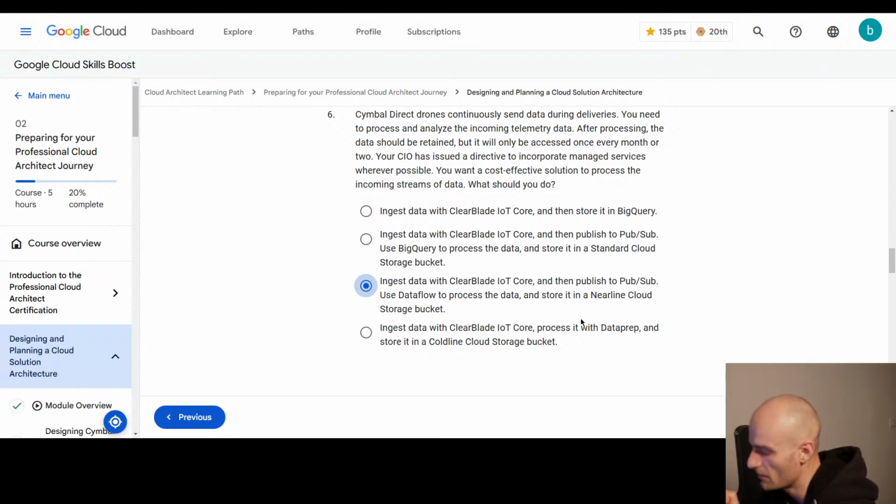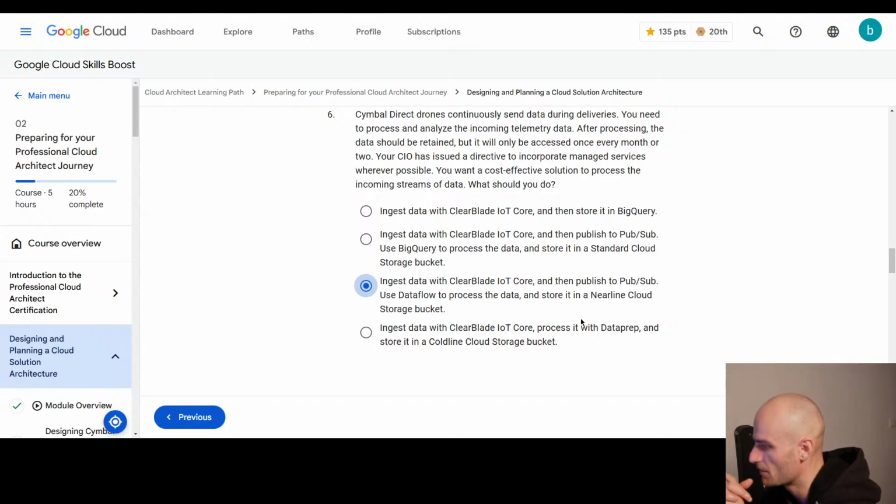Data prep, I don't remember exactly what it does. If I'm not wrong, it's a managed service which underneath has... If we publish it to PubSub and then use Dataflow to process the data, you need to prepare the Dataflow.